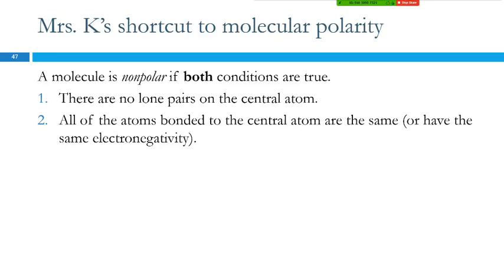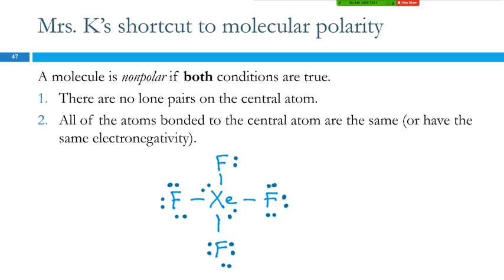And again, there are exceptions to this. One that I can think of just off the top of my head is something like xenon tetrafluoride, which actually has 2 lone pairs on the xenon. And so this is one where my shortcut would give you the wrong answer. But this is a really strange molecule, doesn't show up very much. This is actually nonpolar, because of its geometry.